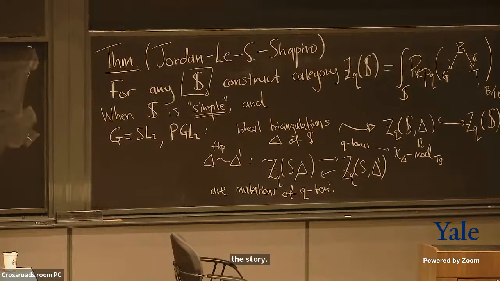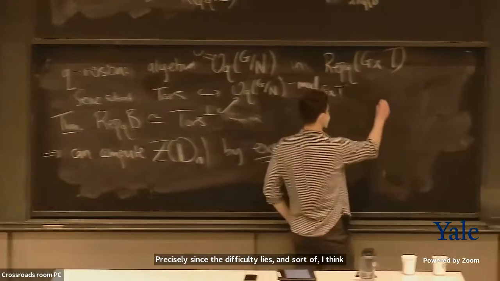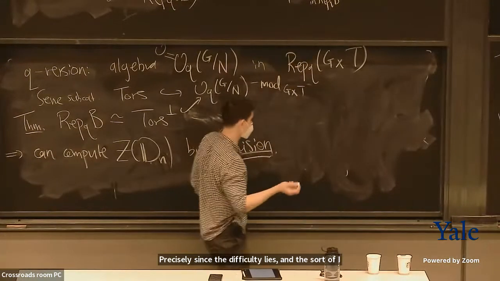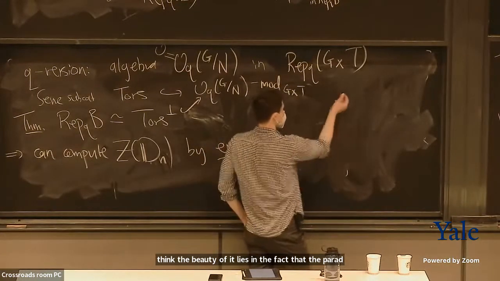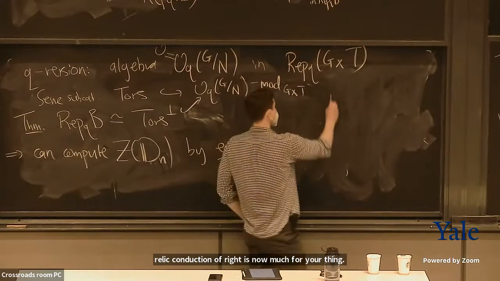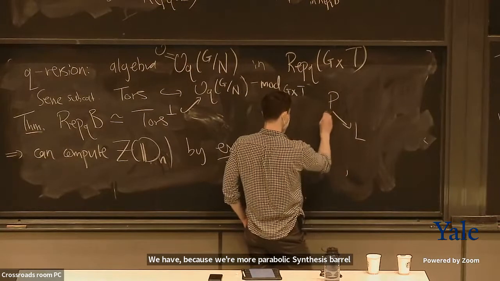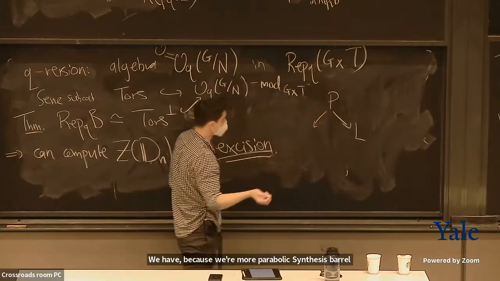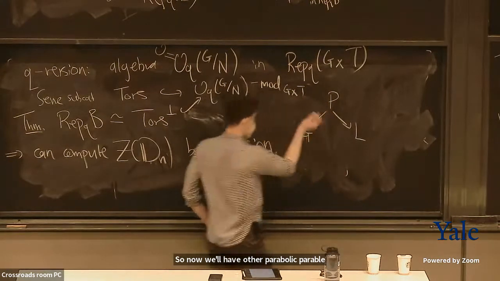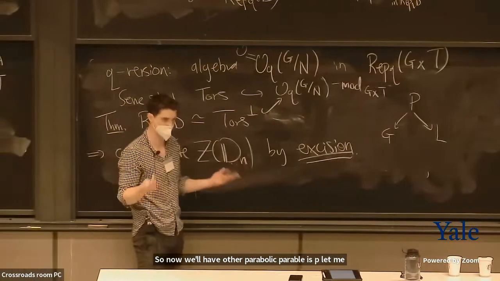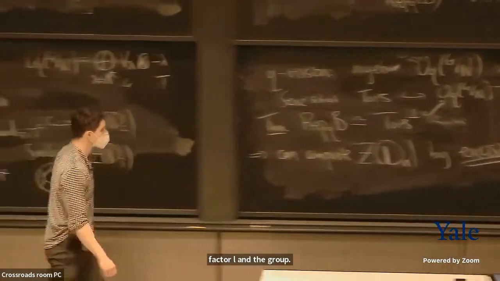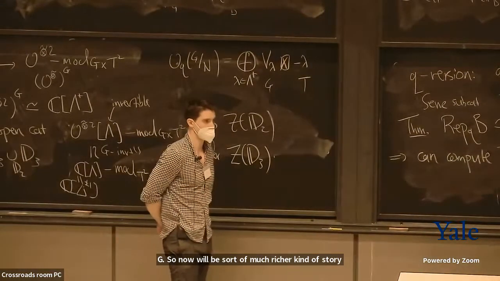Would it be fair to say it's somehow difficult to write? Precisely. The difficulty, and I think the beauty of it, lies in the fact that the parabolic induction algebra is now a much richer thing, because we have more parabolics than just the Borel. So now we'll have other parabolic induction algebras, with parabolic P, Levi factor L, and the group G. So it'll be a much richer story. This all remains to be worked out.